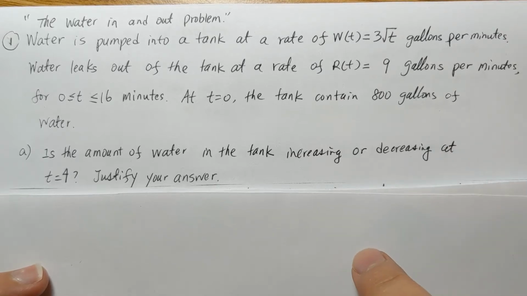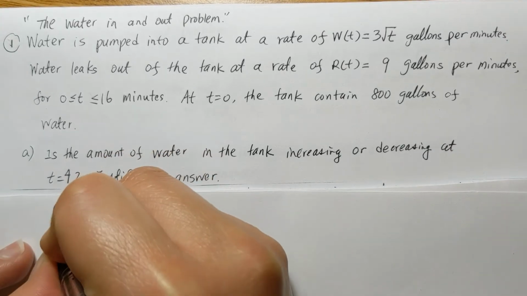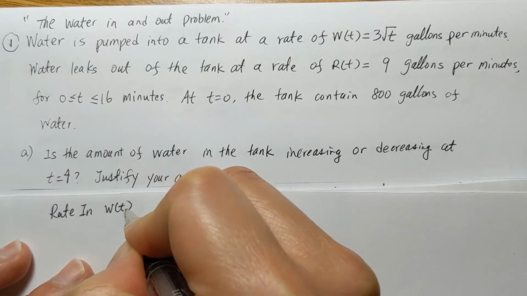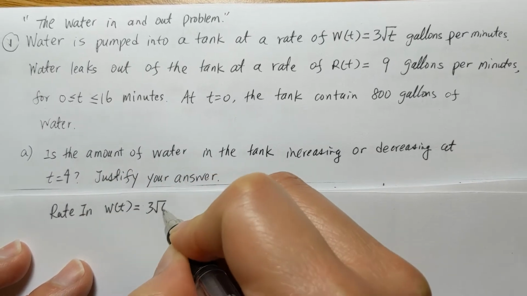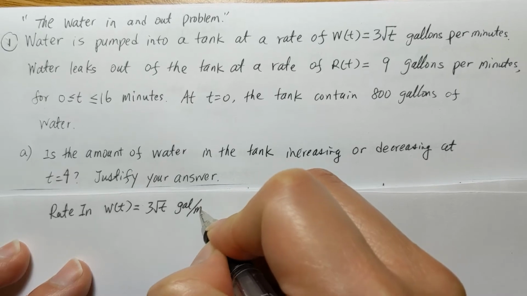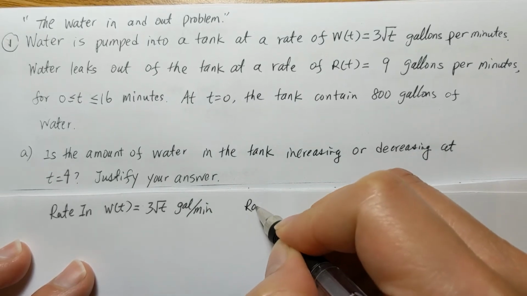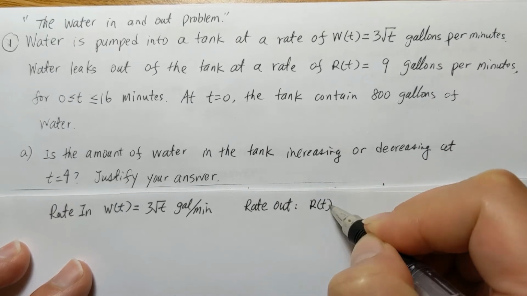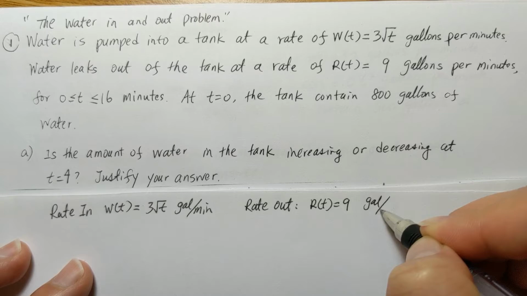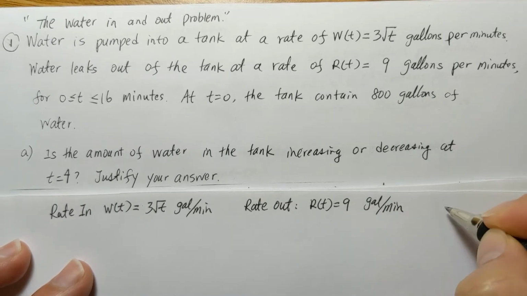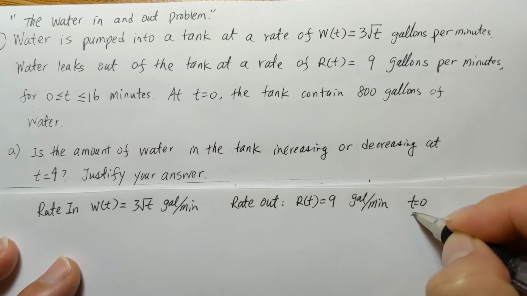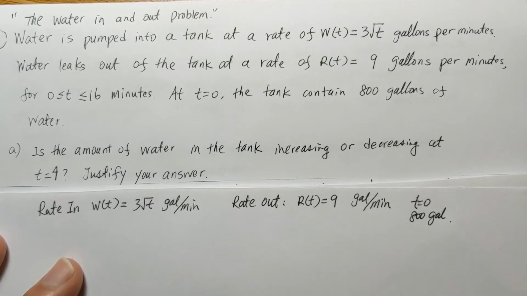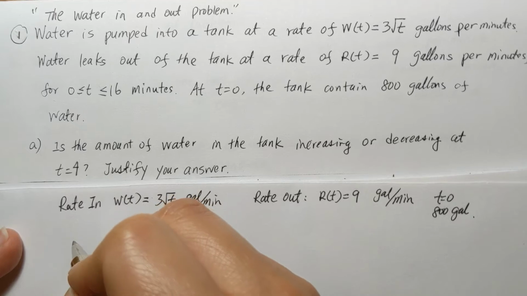So the question is giving us the rate in, that is W of t equal to 3 square root t gallons per minute. And then we had the rate out, that is R of t equal to 9 gallons per minute. And then at t equal to 0, we get 800 gallons of water. So we learned it yesterday.